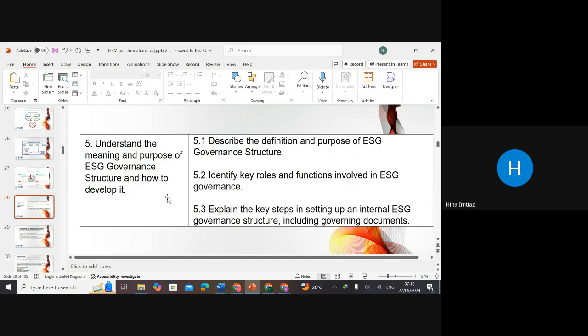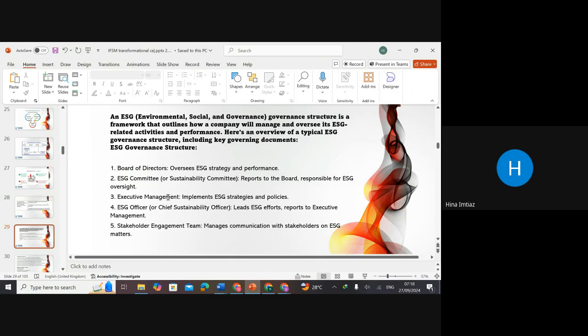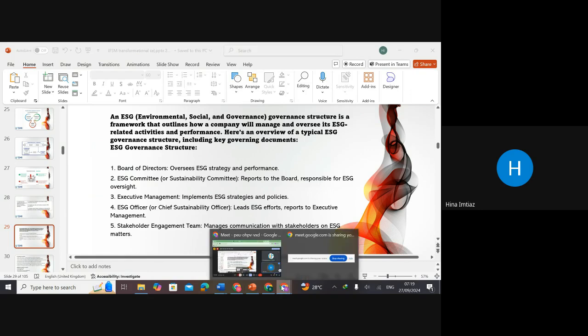Okay, so for this question, you know that ESG is basically environmental, social, and governance. The governance structure is a framework that outlines how a company will manage and oversee its ESG-related activities and performances. So here is an overview of a typical ESG governance structure, so that you will not have difficulty solving question number 5.